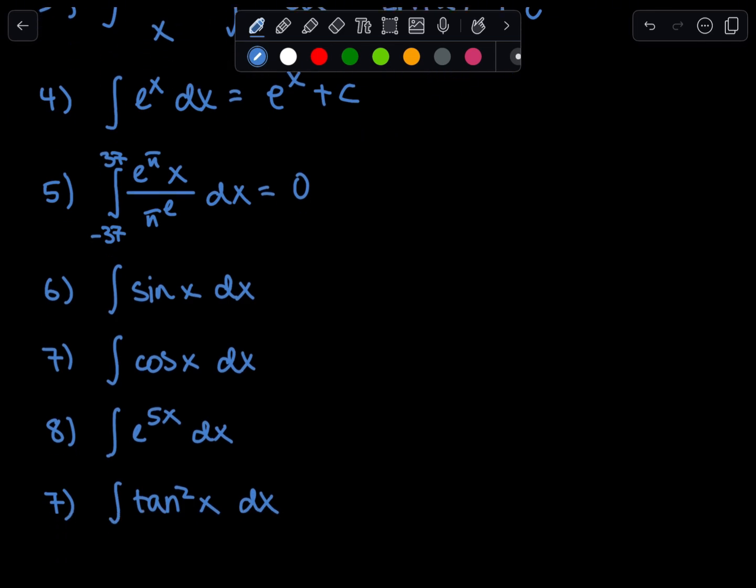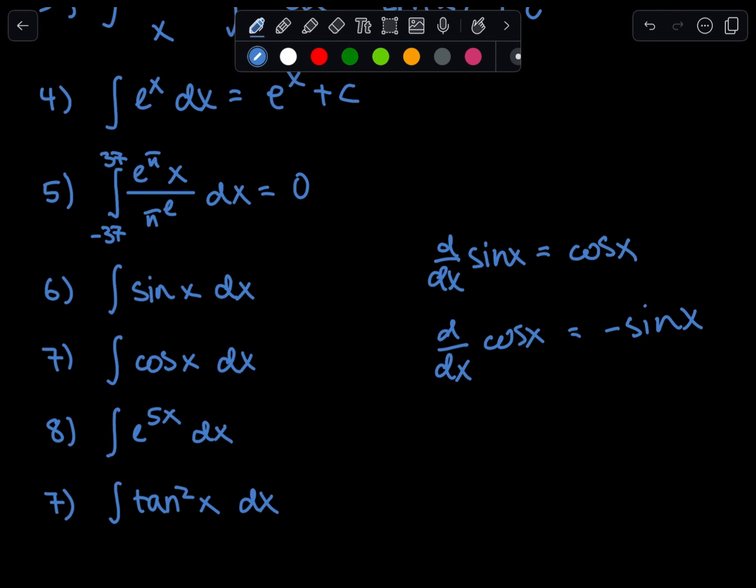Next, let's move on to the integral of sine of x. So we can just, again, think about differentiation. Which function can we differentiate to get sine of x? And remember, sine and cosine differentiate to each other. So let's write that down. The derivative of sine of x equals cosine of x, and the derivative of cosine of x equals minus sine of x.